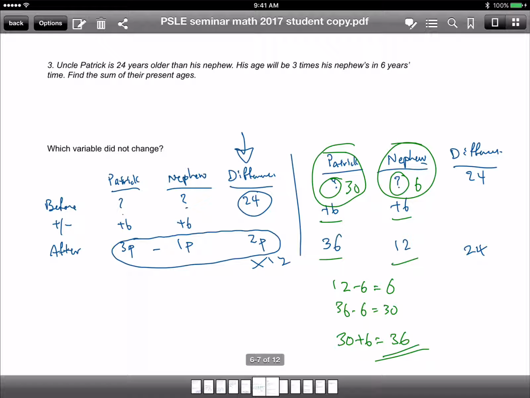Now, before and after questions are very popular among the prelim papers, so it pays for you to know them well. Okay, for the next part, I'll be going through the common ratio questions.